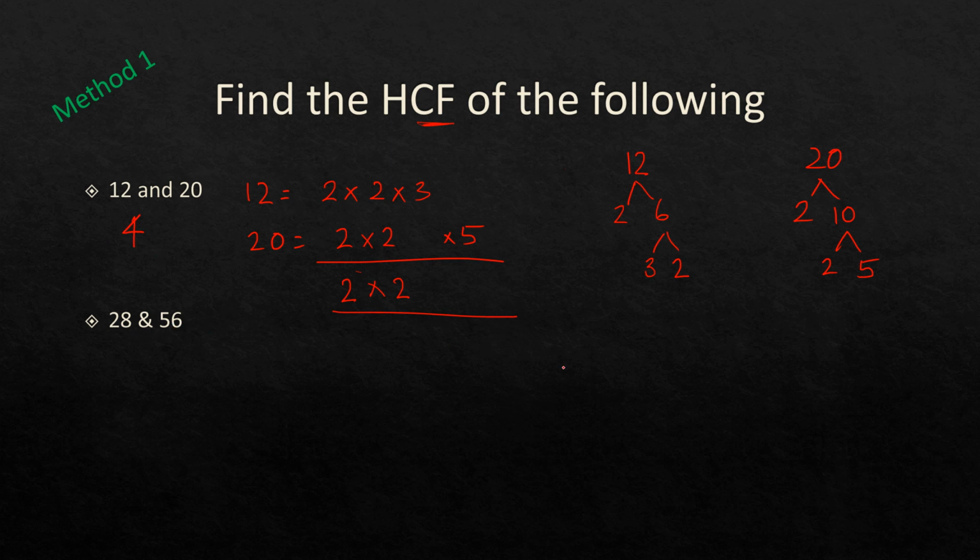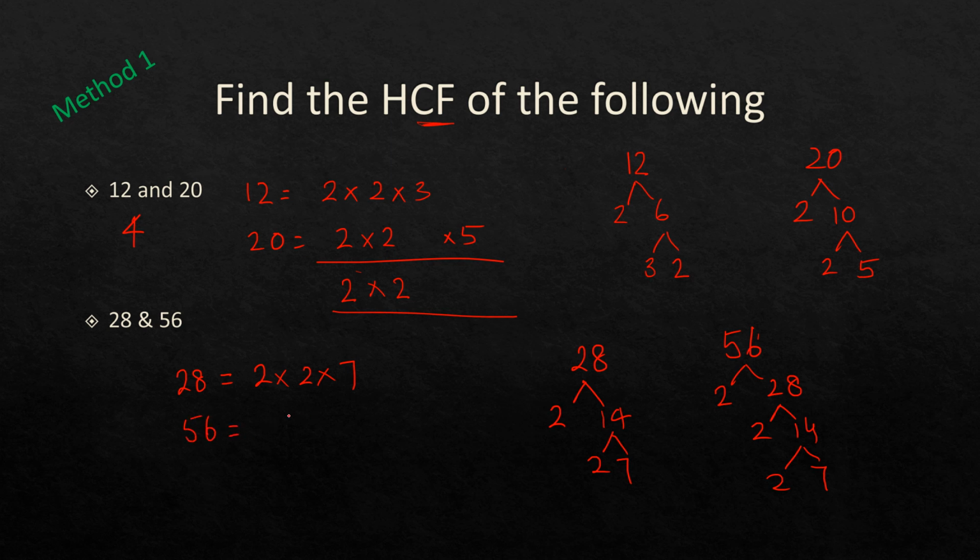Similarly, 28 and 56. 28 is 2 times 14, and 14 is 2 times 7. Similarly, 56 is 2 times 28, which is 2 times 14 and 2 times 7. So 28 is equal to 2 times 2 times 7. Now 56 is equal to 2 times 2 times 7 times 2. Since there is a common part, I'm rearranging this and writing it as 2 times 2 times 7 times 2.